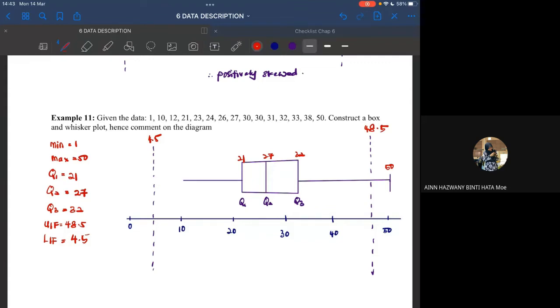Kita punya whisker ni kita akan padam. So minimum kita akan jadi 10 kat sini. Okay, so what will happen dengan 1 tadi? 1 tadi ada lagi kat sini sebenarnya. Apa akan jadi dengan 1 kita tadi? Dia akan jadi outlier kamu. Okay, so this is what we call as the outlier. Okay, outlier ialah nilai yang berada di luar fence kita.